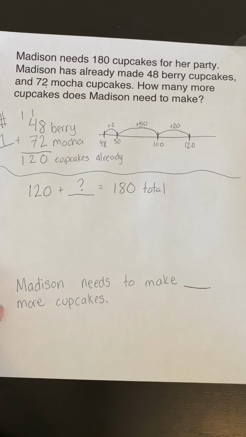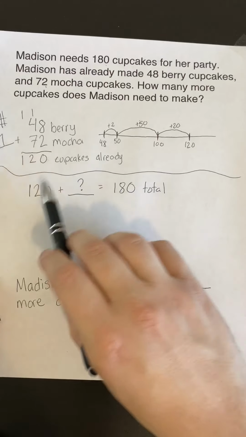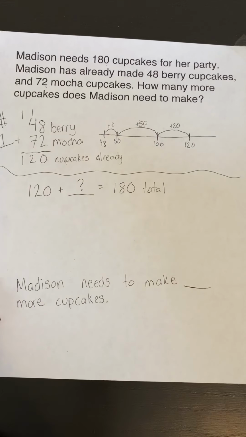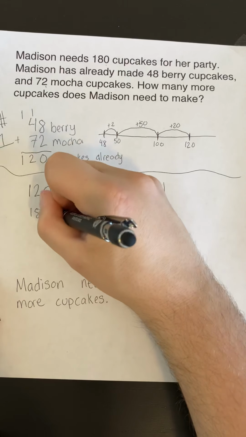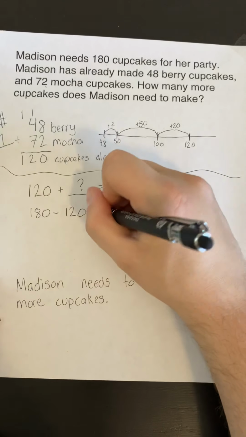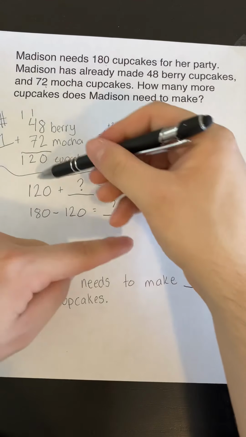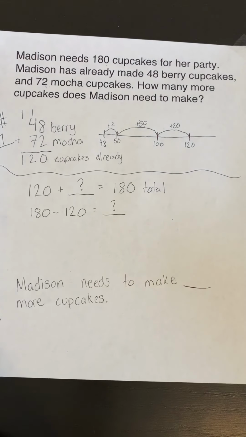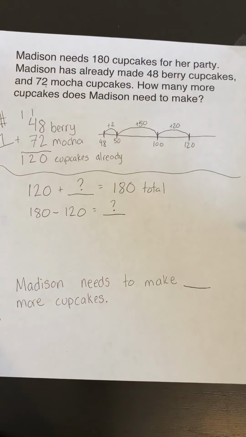So now I have a choice. I can do sort of guess and check with my addition, but I think that I'm going to switch this around to a subtraction problem now. So I'm going to say 180 minus 120 gives me my missing number, because those are just inverse of each other. So again, you can use the number line method. Just for time, I'm going to use the standard algorithm again.